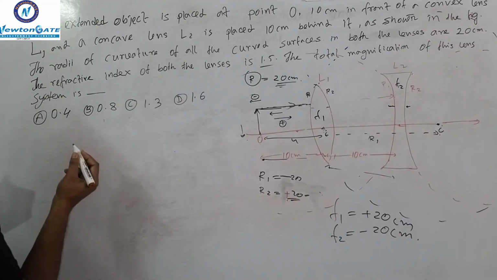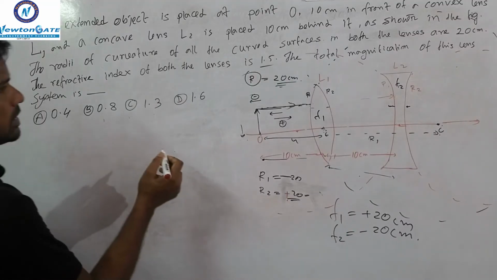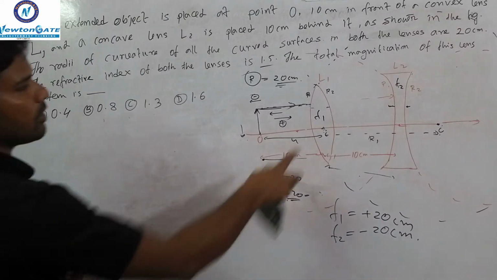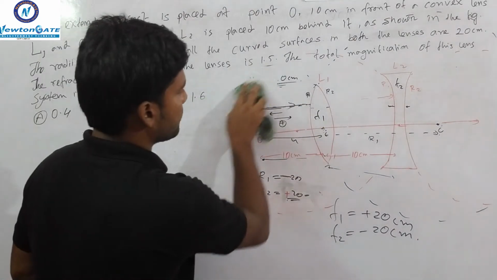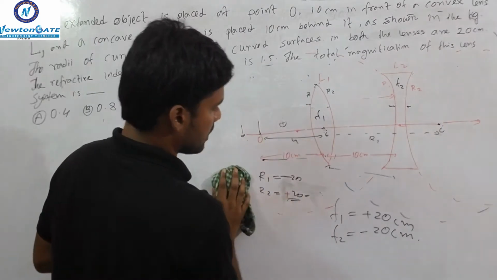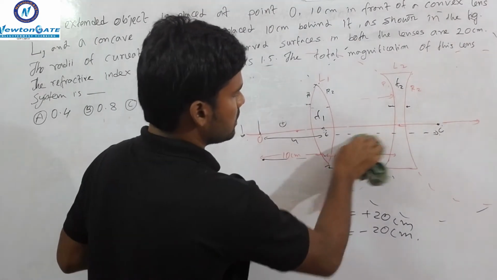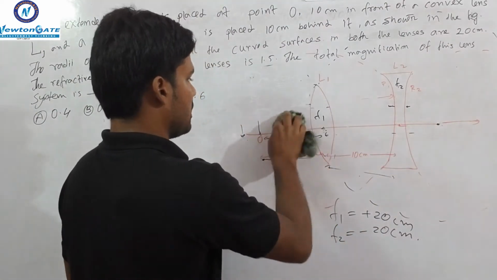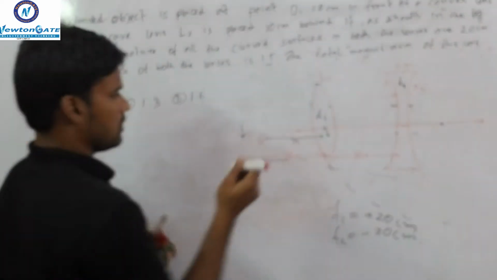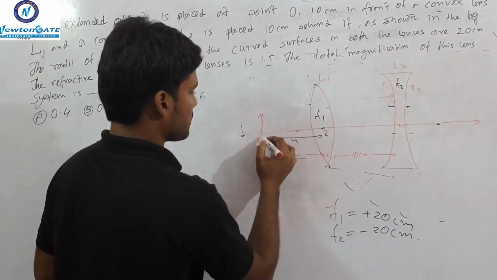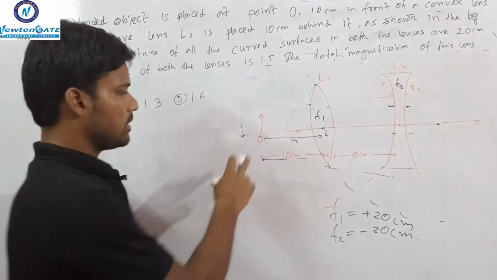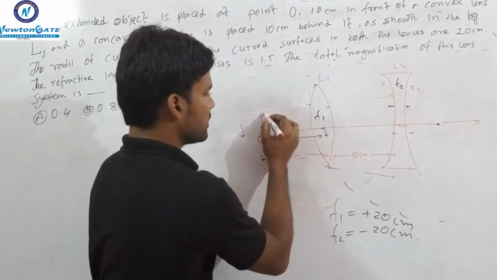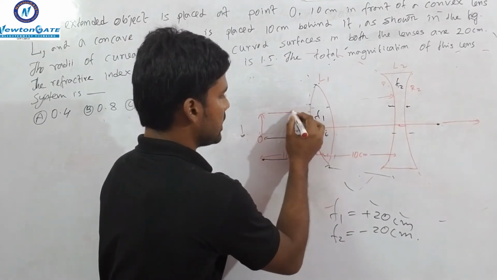You have to calculate v, so just use the lens formula for this. Let me clean this portion. Now you have to find this. This is our object, and light comes from this object in this direction.